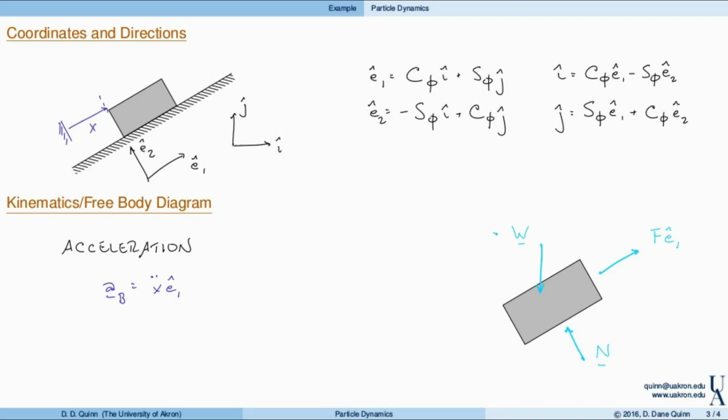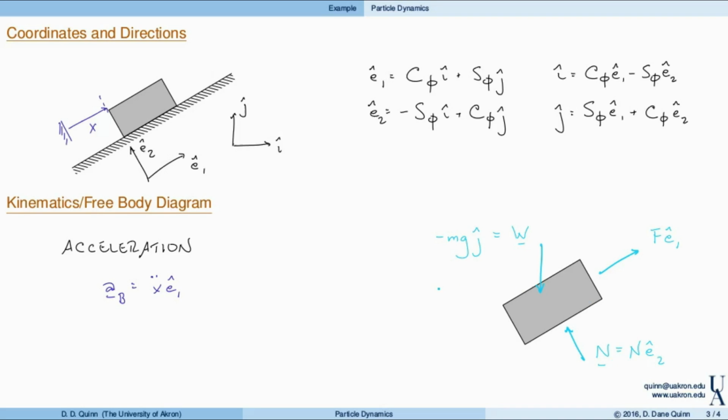So now, in terms of the directions and coordinates as necessary, the weight is minus mg in the J direction, while the normal force is in the E2 direction, but we do not know the magnitude. So we'll leave that as an unknown, but we'll specify the direction as E2. So this normal load is N in the E2 direction.